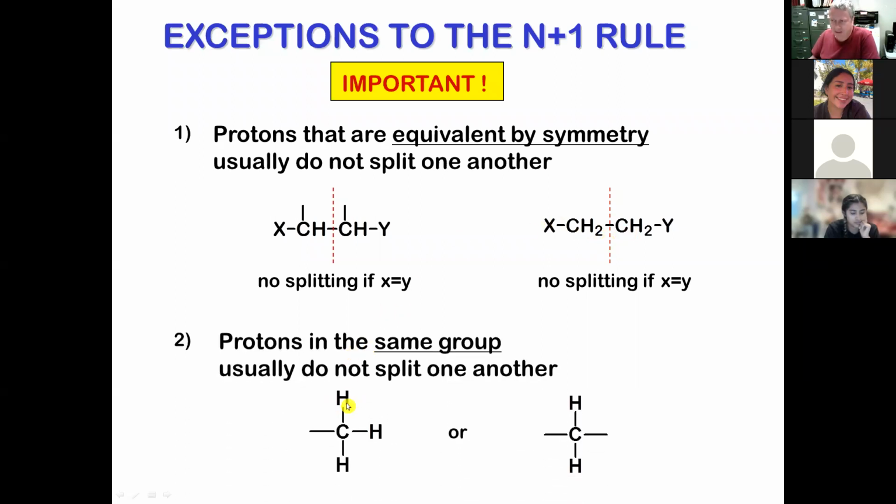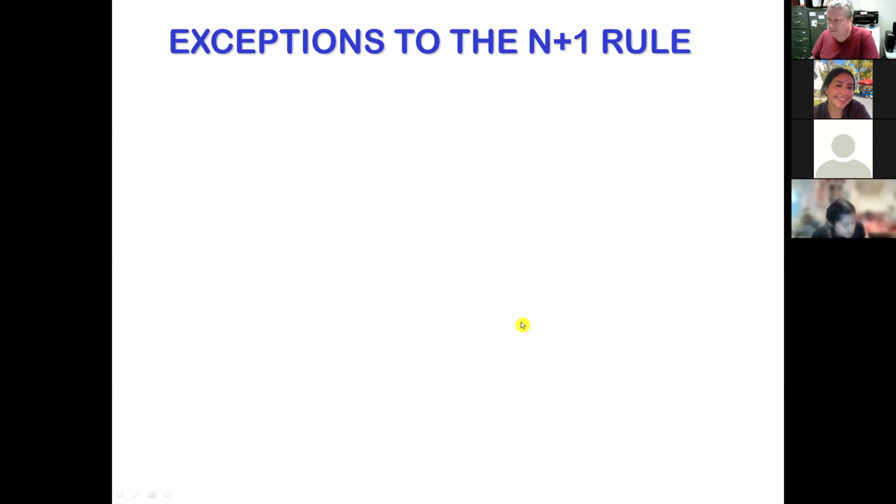Generally speaking, if I have a CH3 group, those don't split each other either. I mean, those are obviously not neighbors. When you count the neighbors, it's on the neighboring carbon, right? And generally speaking, also CH2, these protons don't split each other. Okay. All right. More exceptions.